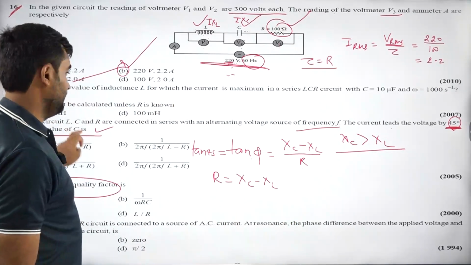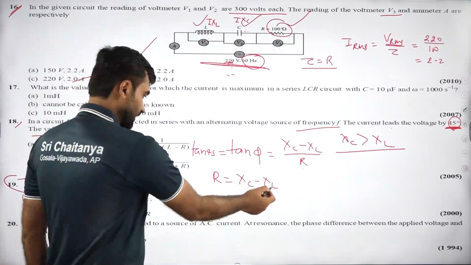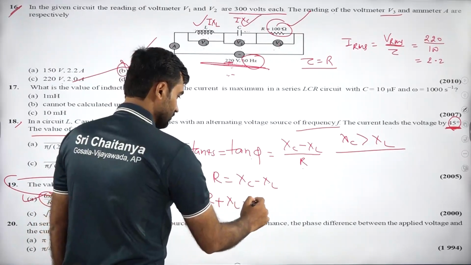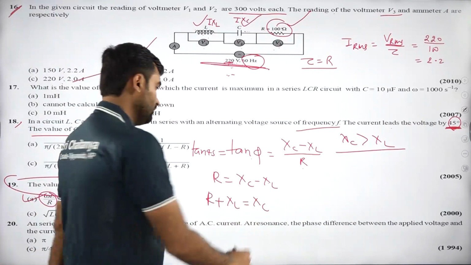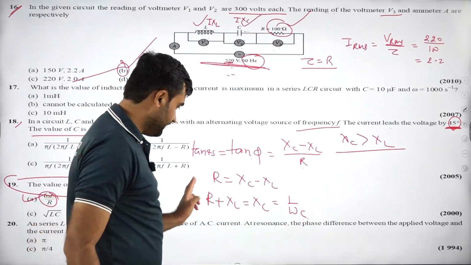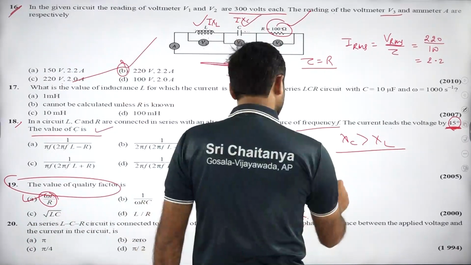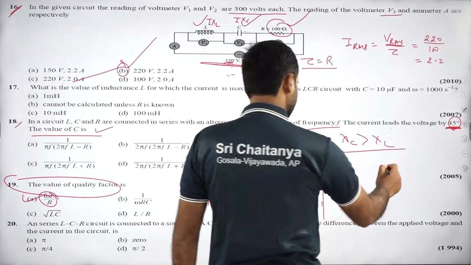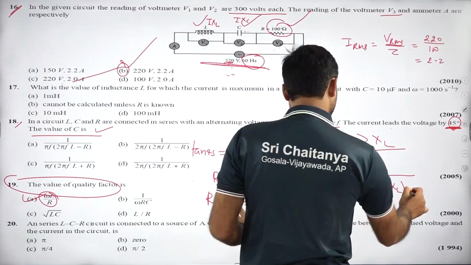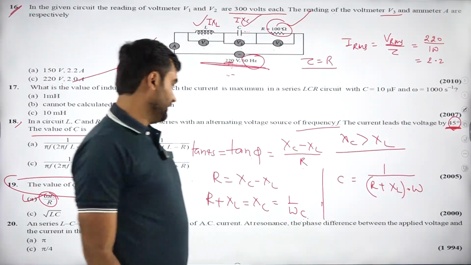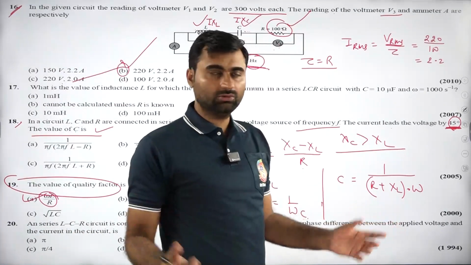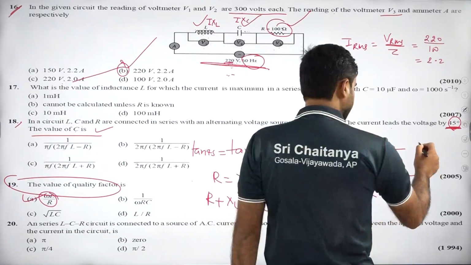What are they asking? They are asking capacitance. We need XC. Transfer XL this side. So R plus XL equal to XC. You know XC value is 1 by omega C. We need C. Transfer C this side, this value this side. So this C is equal to 1 by R plus XL into omega. Is there any option? They put the value of XL. No problem. XL equal to, we know, omega L. So XL value we know.